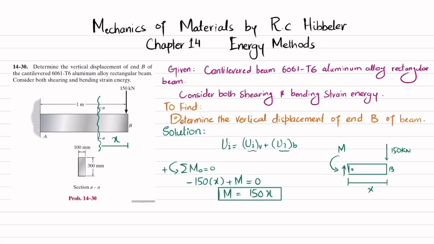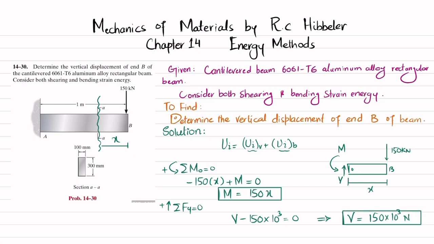Now what about shear force? We'll also find this shear force by using the equation of equilibrium, that sum of all forces along y direction must be equal to 0, and upward force is taken as positive. So V minus 150, that is in kilonewton, into 10 to the power 3 is equal to 0. So from here we will get the shear force equal to 150 into 10 to the power 3 Newton. Okay, now you have both these values.